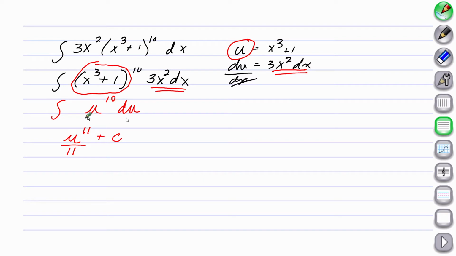So I've renamed this. I did the integration of it. Now what I'm going to do is replace all this with its value. U is actually this. So it's going to be (x cubed plus 1) to the 11th power over 11 plus c. And that's the integration of this problem.